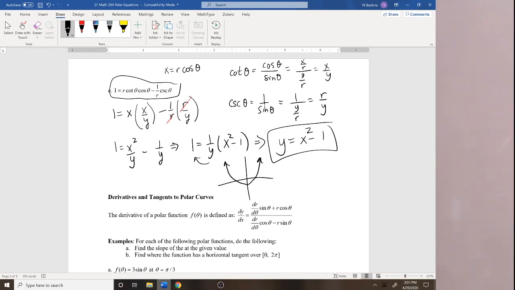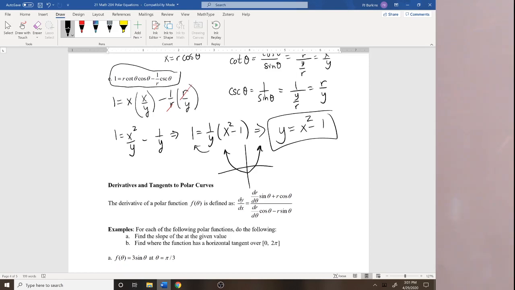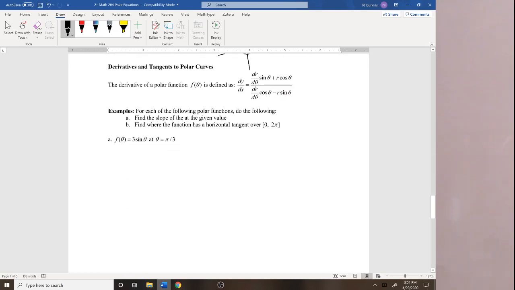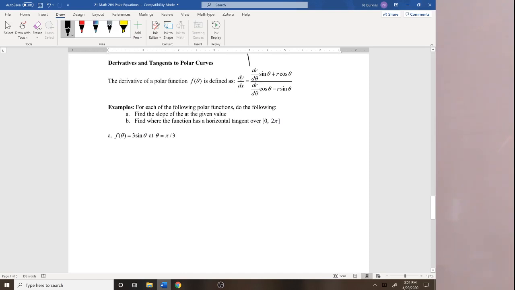So that's all of the section for polar, where we've plotted polar coordinates, we've converted them to Cartesian coordinates and vice versa. We've also converted polar equations. So inevitably we have to get to some kind of calculus with these things. And so the next thing we want to do is take derivatives.